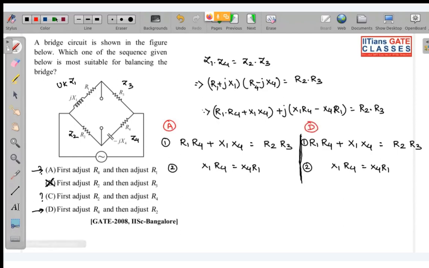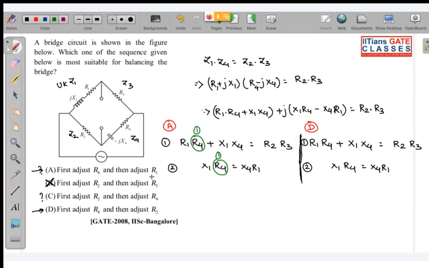In option A, first I am adjusting R4. So my first case is to adjust R4. So this is first. I have set R4, I took the bridge near about to the balance condition. It is not perfectly balanced. Okay.